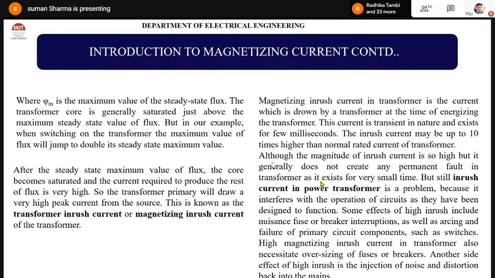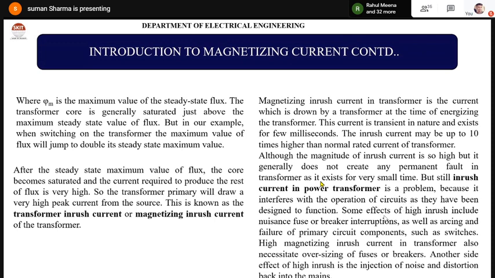For distribution transformer it is not the problem, but power transformer is of higher rating and therefore the current will be very high. 10 times of rated current means it will be very high value, and it will interfere with the operation of the communication circuits.